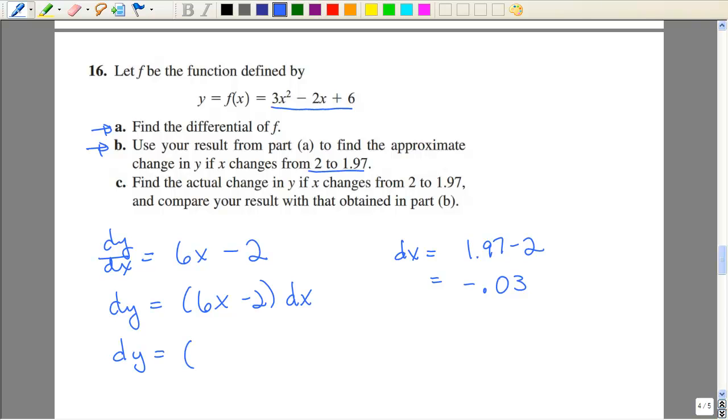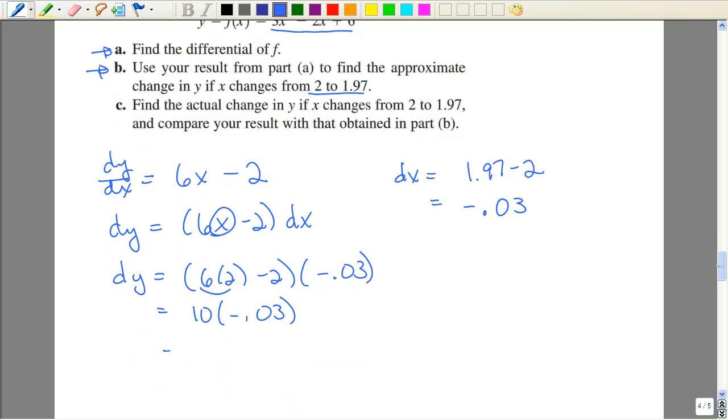So I want to use my differential. Now x was 2, so 6 times 2 times negative 0.03. So I've got 12 minus 2 is 10 times negative 0.03. Notice the very nice numbers they're giving you. So if I multiply by 10, move the decimal, that's going to be 0.3. Right, so it says use your result to approximate the change in y. It's going to change approximately by negative 0.3. Find the actual change in y and compare those results.